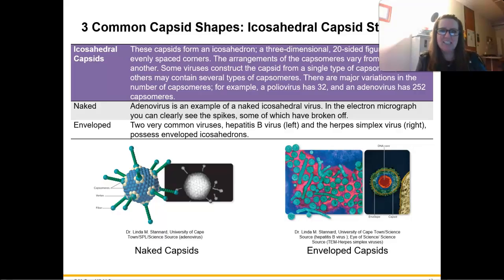Icosahedral essentially is a three-dimensional shape, and it has these repeating plates. So there's 20 plates, so it gives us this 20-sided figure with 12 evenly spaced corners. So essentially, I mean, it looks like something out of science fiction, doesn't it? But essentially, we can see again that those spikes are sticking out, and very prominent, much more noticeable than an enveloped capsid. So, an enveloped icosahedral. So there's some examples there as well.